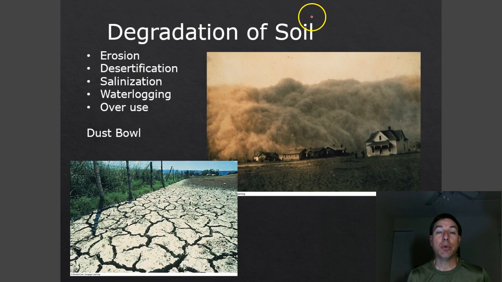Now, how can we damage soils? A lot of different ways. Once again, I said farming is one of the worst things we can do to soil. Every time we plow up a field, we introduce the possibility of erosion. So we can have all kinds of different wind erosion. We can have water erosion.